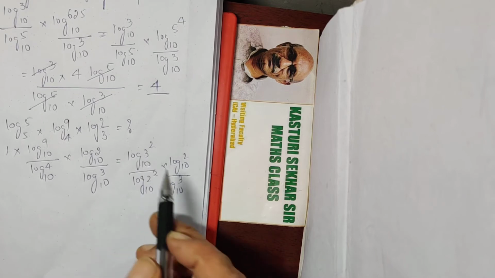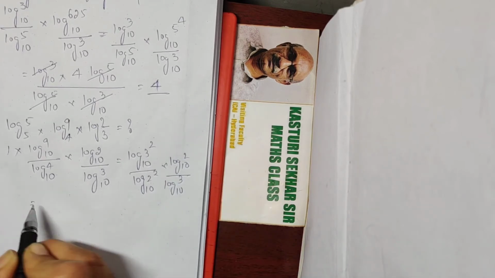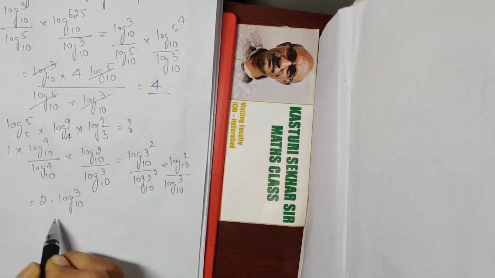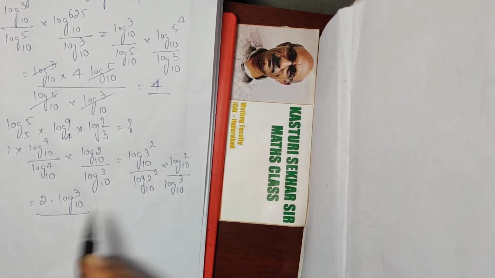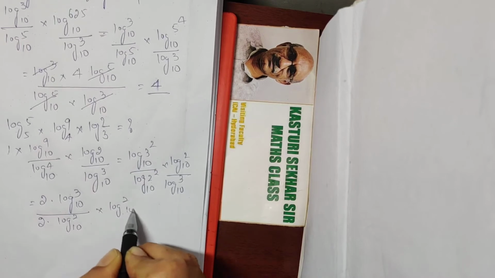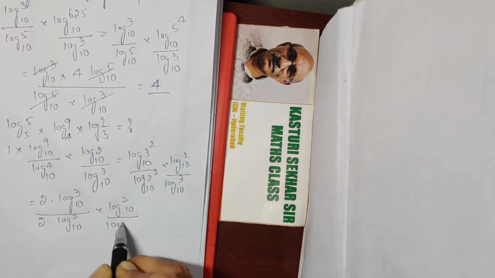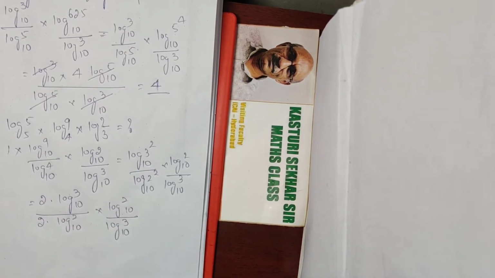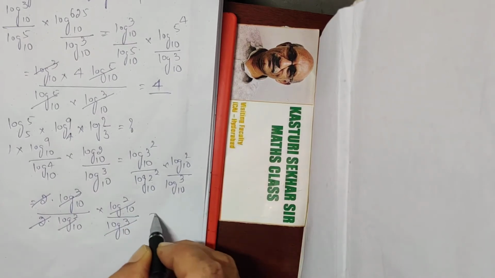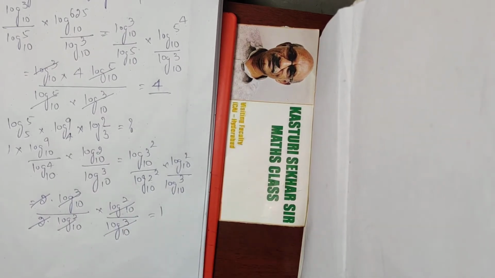Now this is log a power b, which can be written as b log a. So 2 into log 3 to the base 10, and again log a power b, 2 into log 2 to the base 10, with log 2 to the base 10 divided by log 3 to the base 10. 2 cancels, log 3 to the base 10 cancels, log 2 to the base 10 cancels, leaving with 1.